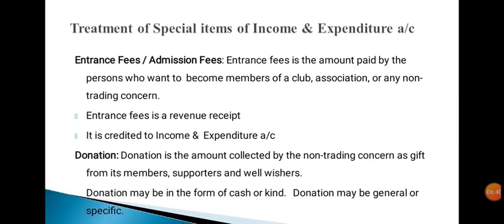Treatment of special items of income and expenditure account. First item is entrance fees or admission fees. Entrance fee is the amount paid by the persons who want to become members of a club, association or any non-trading concern. It is a revenue receipt and it is credited to income and expenditure account.